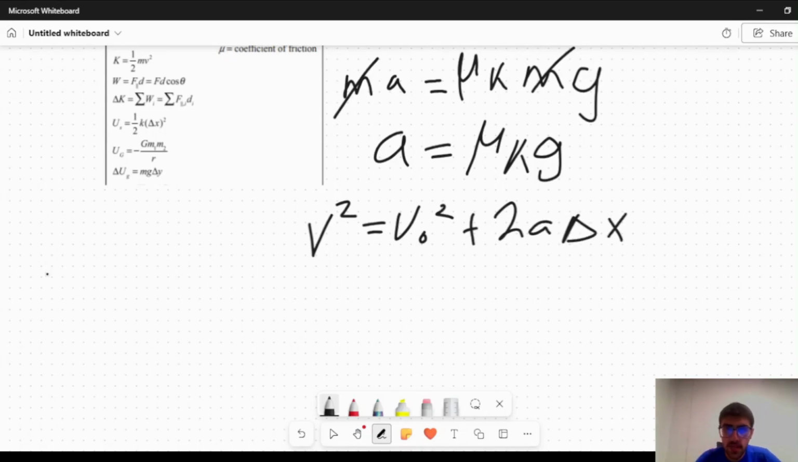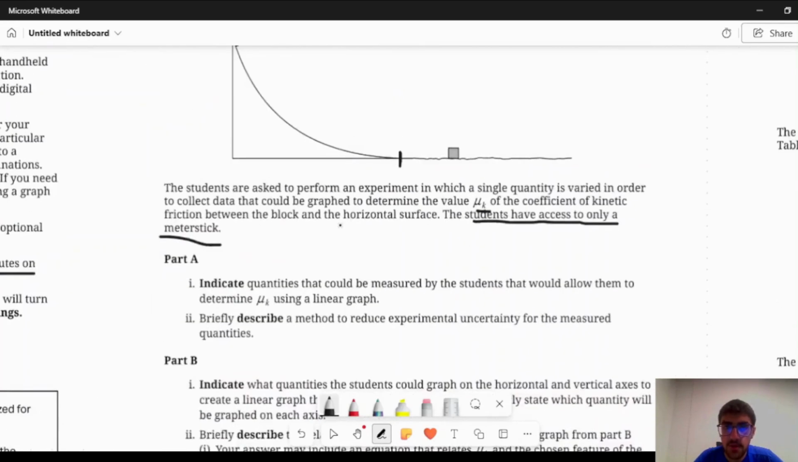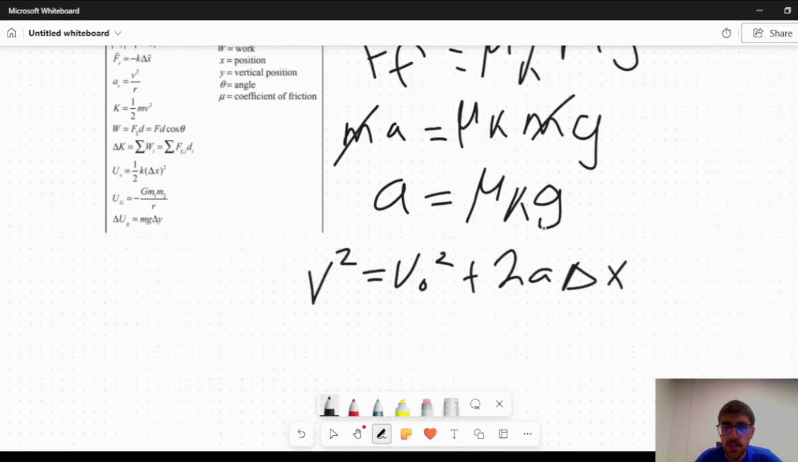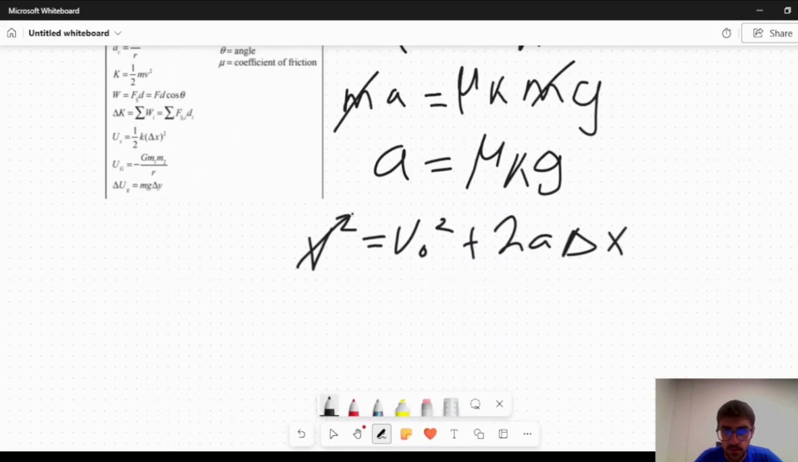So what I can do is, I know that the final, if I'm going to consider final is where it stops, so the final velocity is going to be 0. The initial velocity, we don't know it yet, so I'm just going to leave it. But let's just solve for acceleration for now. So I get negative v0 squared over the change in x.